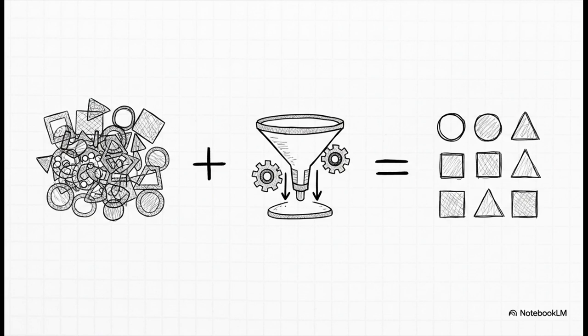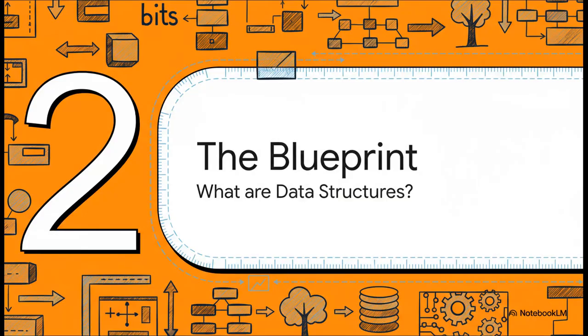So, at the end of the day, it all boils down to this simple but powerful little equation. You take a chaotic mess of data, you apply a structured process to it, and that's where our data structures come in, and boom, you get organized, valuable information on the other side. And that brings us right to the main event. If processing is the key that turns data into information, then data structures are the blueprints we use to do that processing in a smart, efficient way.